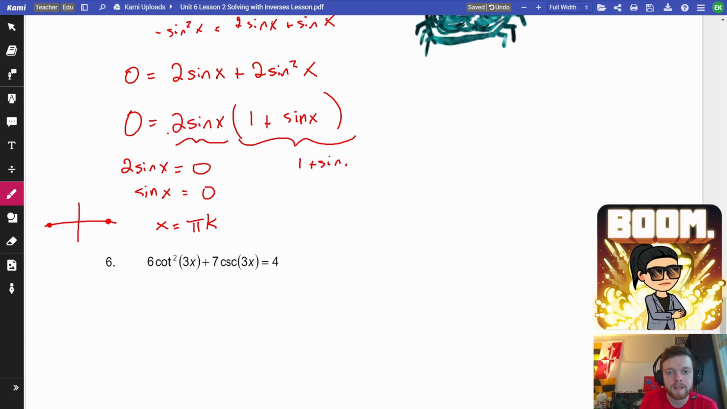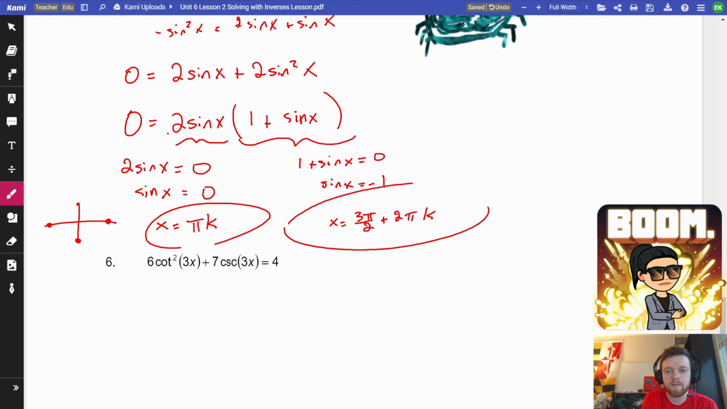1 plus sine x is equal to 0. When is sine x negative 1? I'm just going to use the same grid over here. When is the y coordinate negative 1? That's at 3 pi over 2 plus 2 pi k, not plus pi k, because the y coordinate at pi is 1, not negative 1. There's only one place between 0 and 2 pi where the y coordinate's negative 1. 1 and negative 1 are unique that way. All the other coordinates happen twice. There are your answers: pi k and 3 pi over 2 plus 2 pi k.